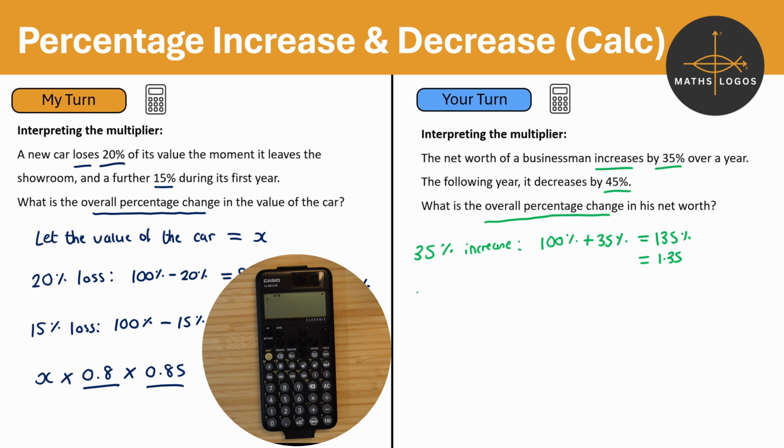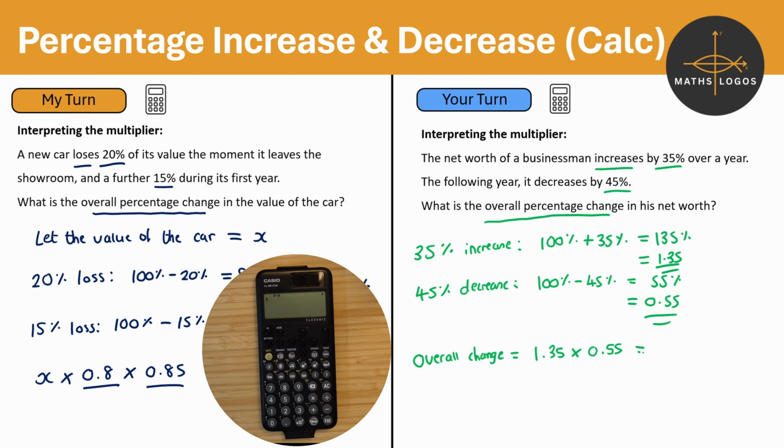It then decreases, so 45% decrease. Start with your 100%, subtract 45%. That gives you 55%, which is equal to a 0.55 multiplier. So those are the two multipliers I need. The overall percentage change, let's look at the overall change, is going to be equal to these multipliers multiplied together. And we don't know if the overall change is an increase or a decrease at this stage. So that's the 35% increase. That's the 45% decrease. Multiply these two together.